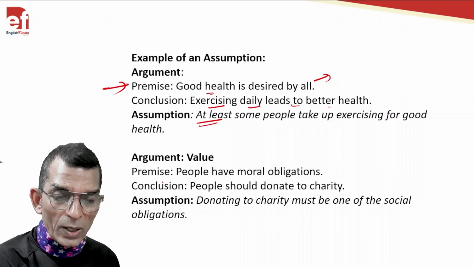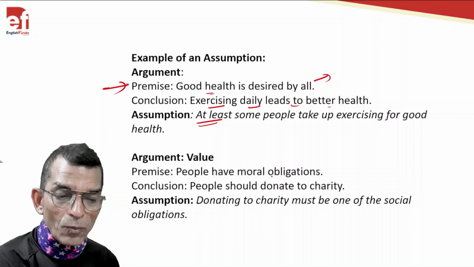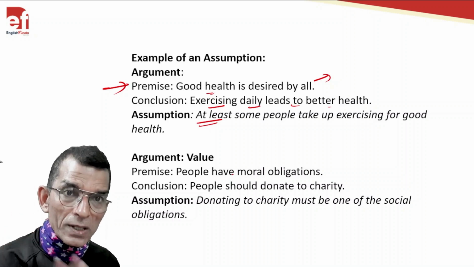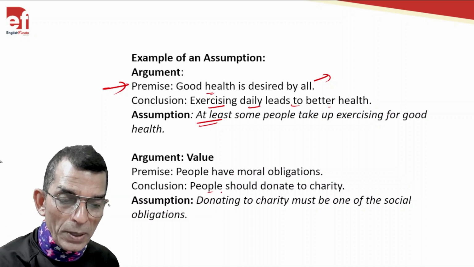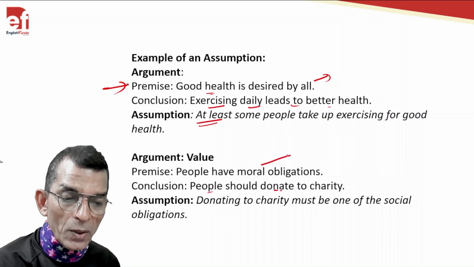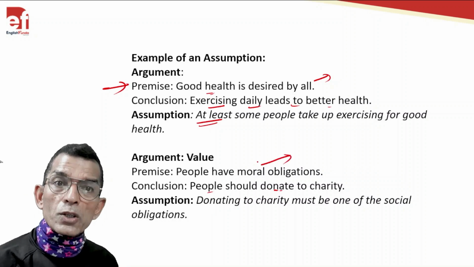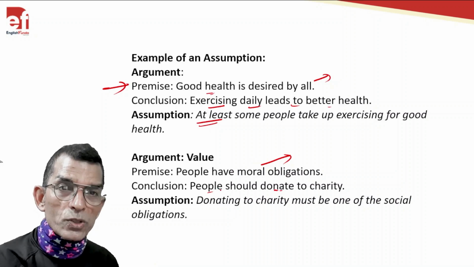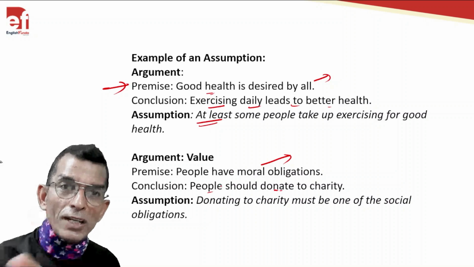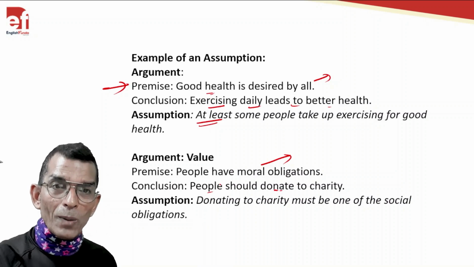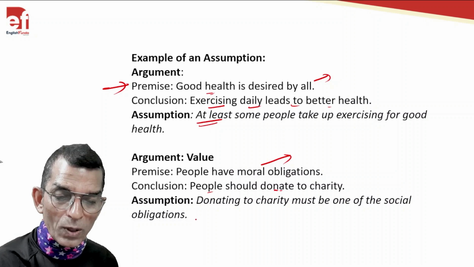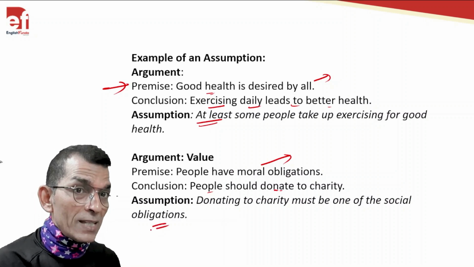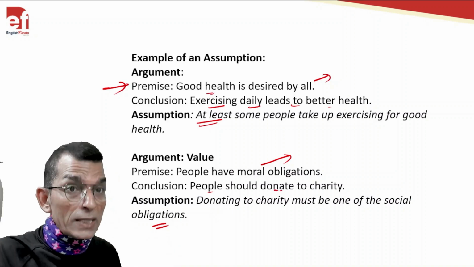Again, look at this. Premise: people have moral obligations. The first premise. The conclusion is: people should donate to charity. Again, moral obligations are nothing but duties. So you have moral duties. And the conclusion is that people should donate to charity, which means charity is a form of moral obligation. Donating to charity must be one of the social obligations. Get my point?